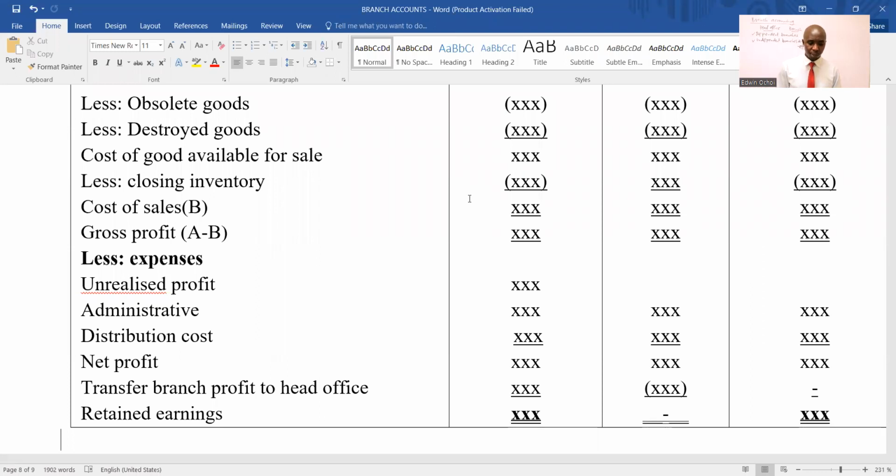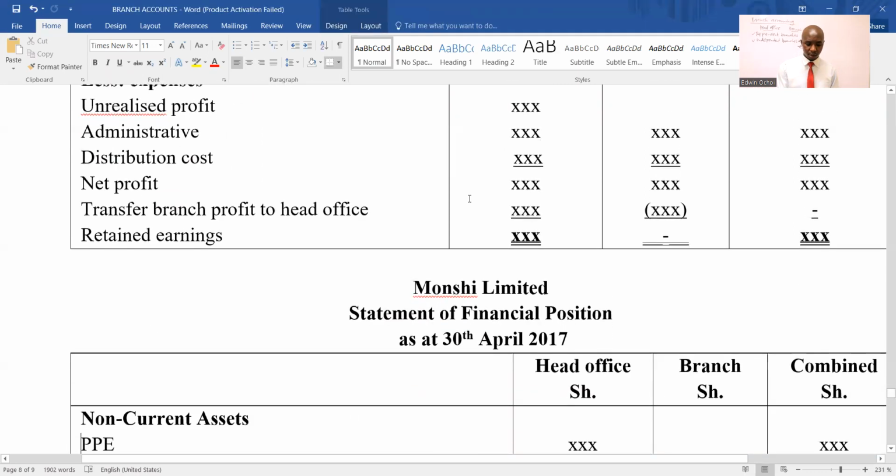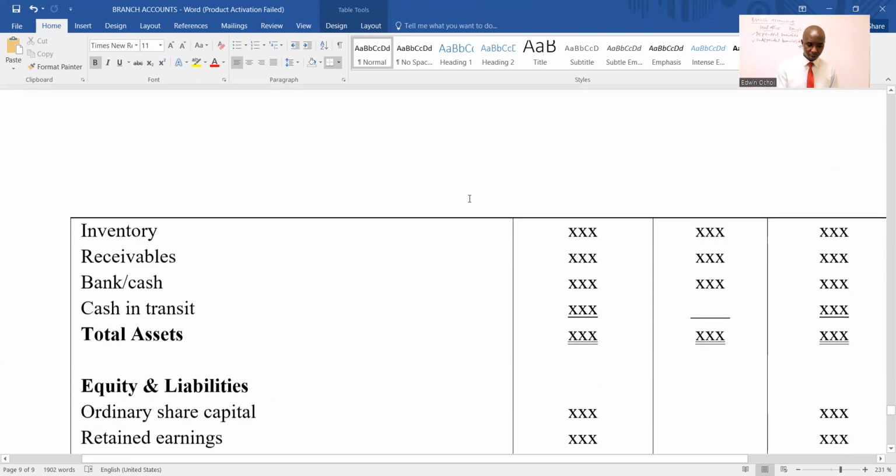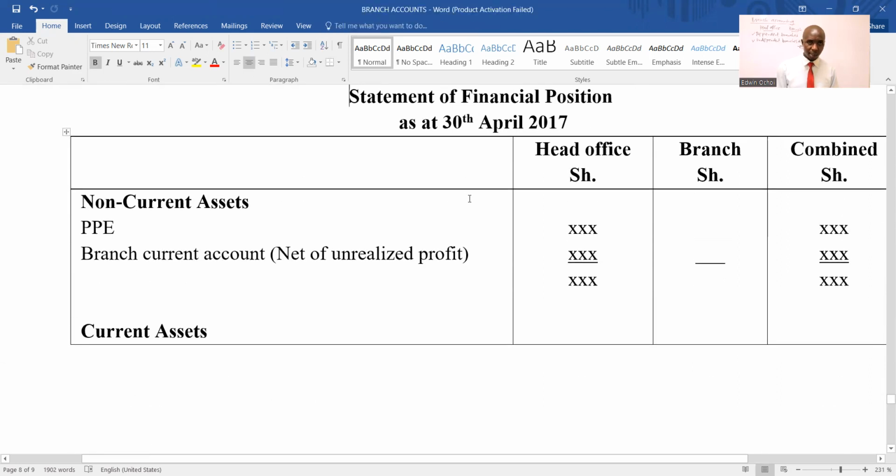Then we talk about admin expense distribution, we deduct, we get net profit. Then the branch profit must be transferred to the head office so that we get the retained earnings. The statement of financial position is all about assets. When we record the branch current account, which is net of unrealized profit, it has to appear in the head office because it represents investment.